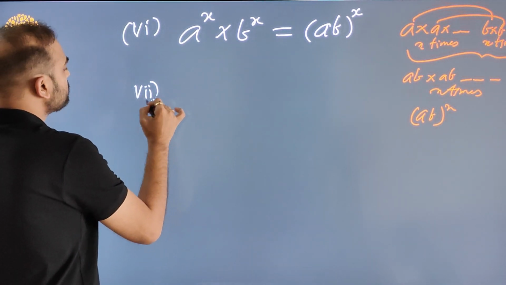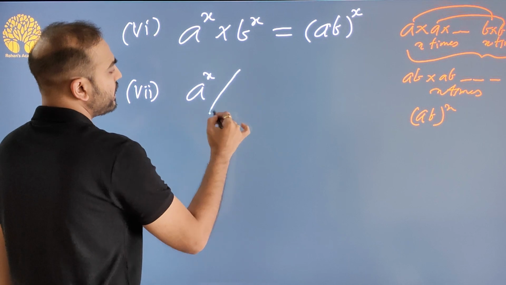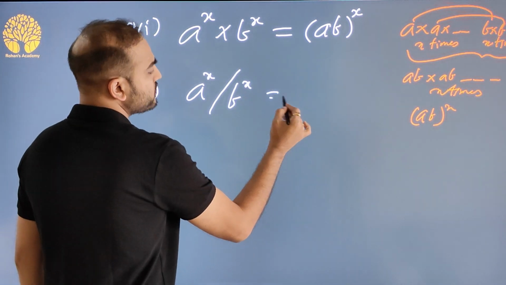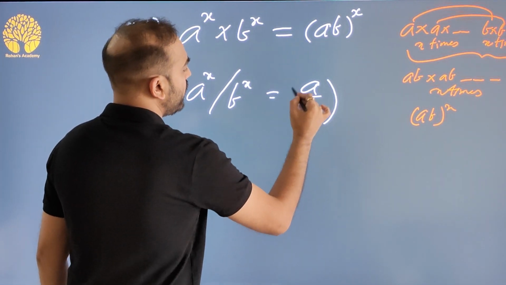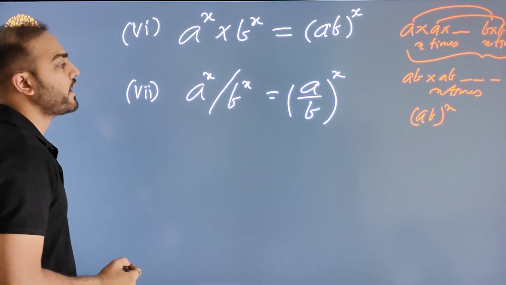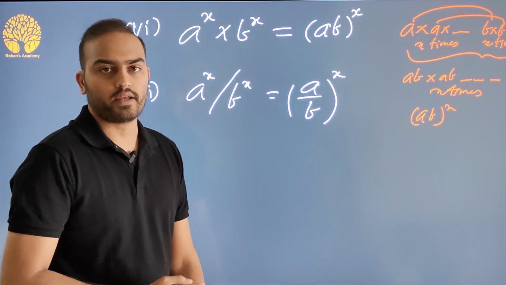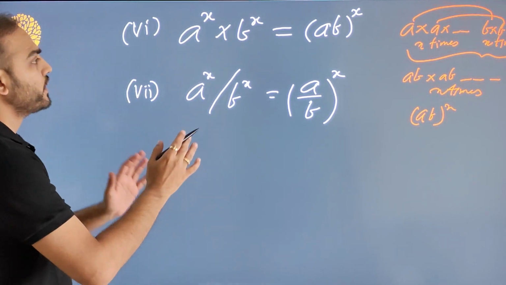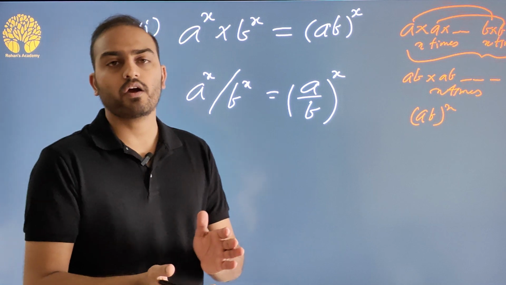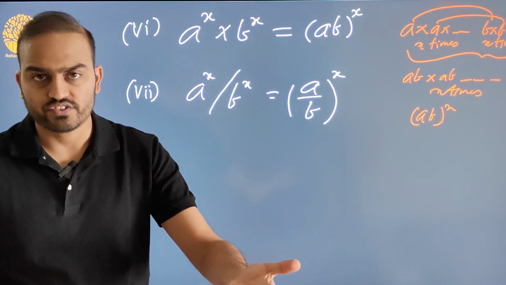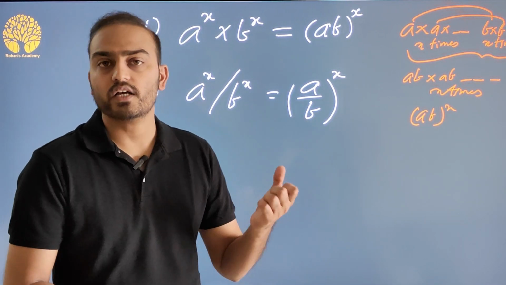Then whatever happens in multiplication, the same thing happens for division. So A to the power x divided by B to the power x is (A by B) whole to the power x. Okay. So what have we learned till now? What if the base is constant, and what if the powers are constant?